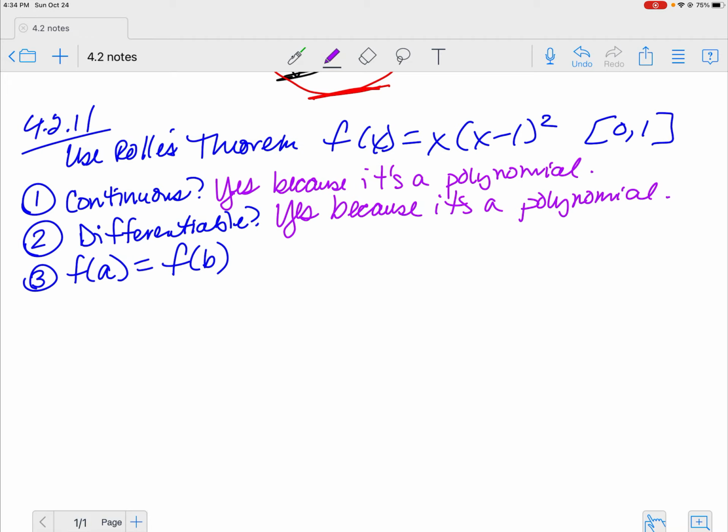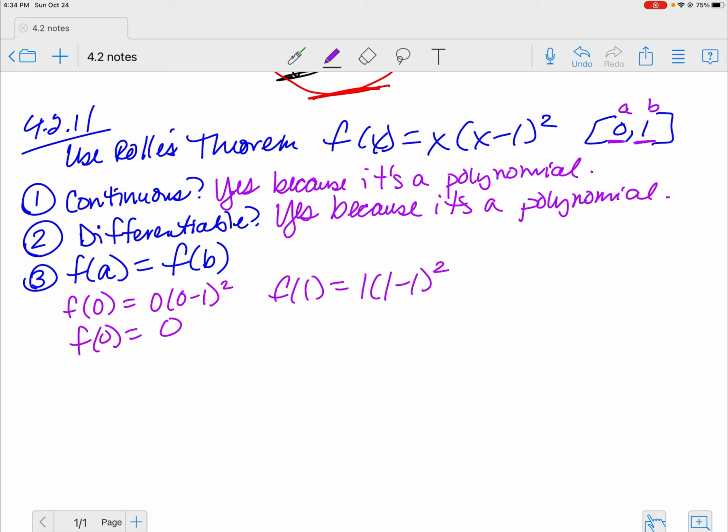Love them. Now, if I'm looking at this, I have to say f of 0 because this is my a to my b, right? So f of 0 is equal to 0 times 0 minus 1 squared. So f of 0 is 0. Nailed it. Now let's try f of 1, right? Because that's my b. 1 times 1 minus 1. Well, what's 1 minus 1? A 0. So f of 1 also equals 0. Is my last criteria met? Yes. All right. 3 criteria are met.